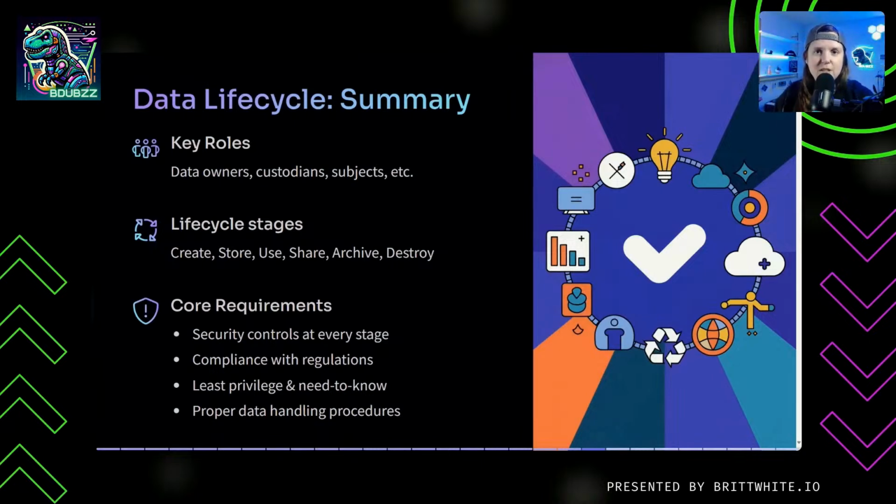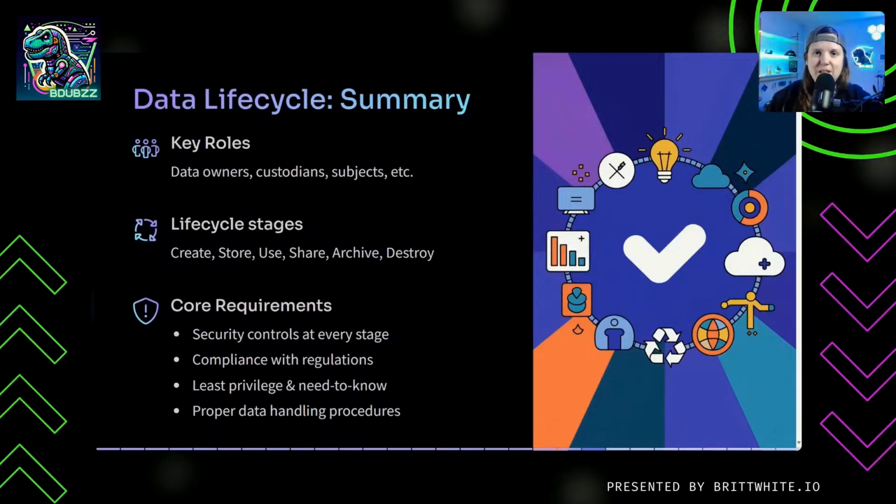Each stage requires specific security considerations, from collecting only necessary data at creation to using secure destruction methods at disposal. Throughout the lifecycle, we must maintain compliance with regulations while following security best practices like least privilege and need-to-know principles.